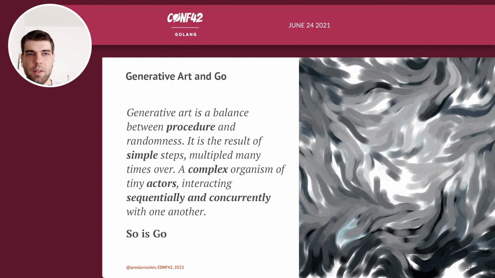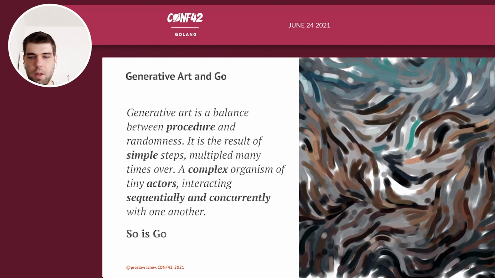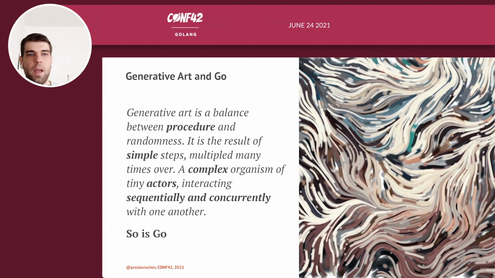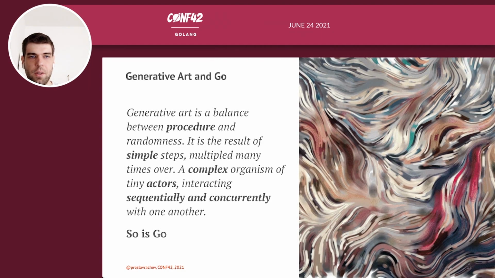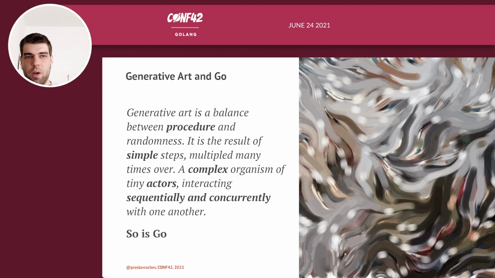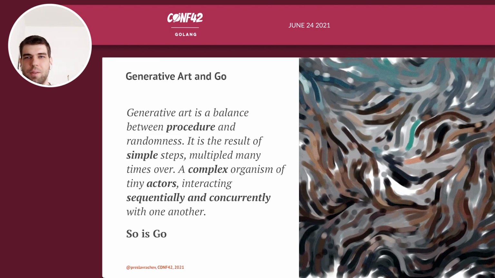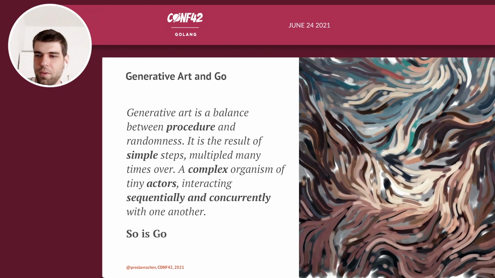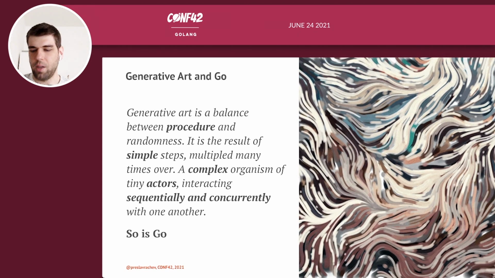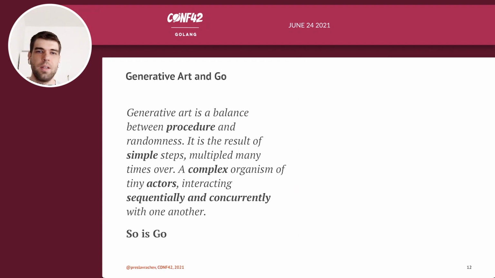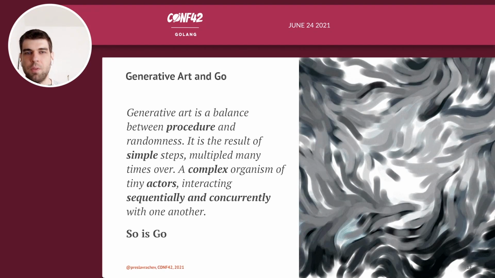Generative art is a balance between procedure and randomness. It's the result of simple steps multiplied many times over. A complex organism of tiny actors interacting sequentially and concurrently with one another. To think about it, a lot of this actually applies to Go, doesn't it? Actually, a fun fact, this animation on the right was completely made with the Go language. And I think it really exemplifies what I mean with this definition.